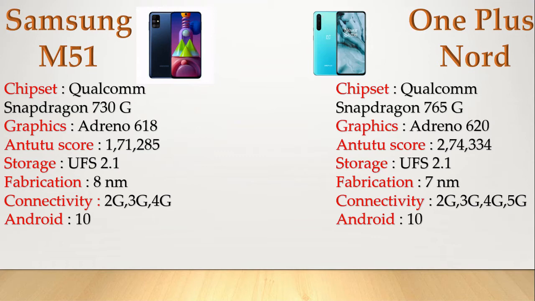But OnePlus Nord still remains a better choice for performance because it has Qualcomm Snapdragon 765G with a GPU of Adreno 620. It has fabrication of 7nm and supports connectivity of 5G too. It has Android 10 version.